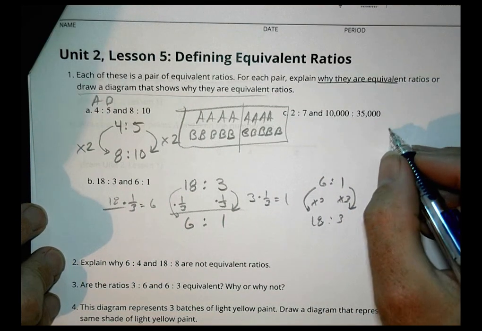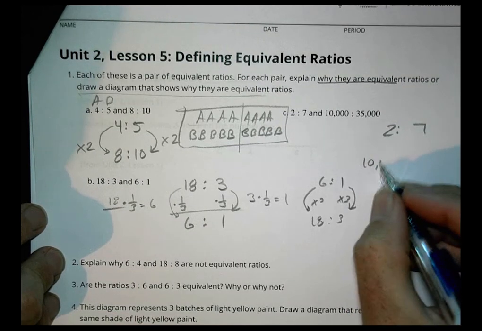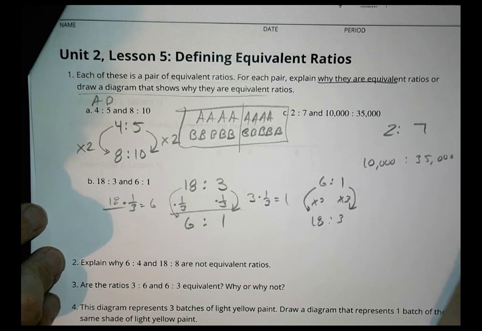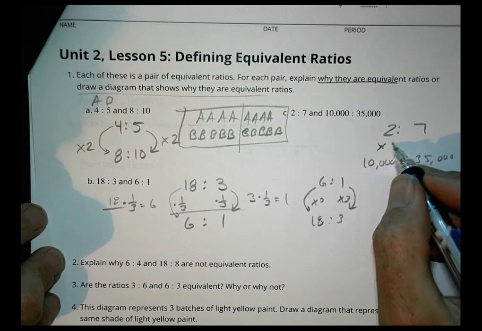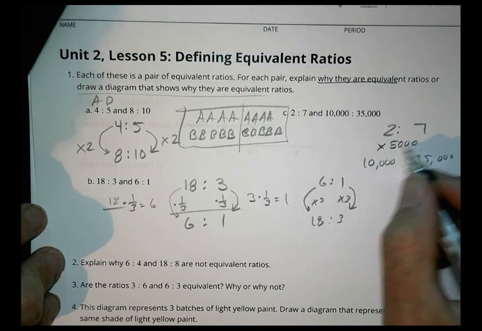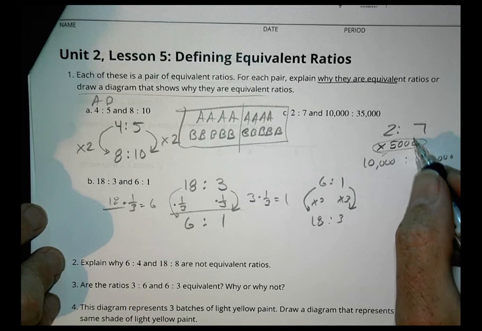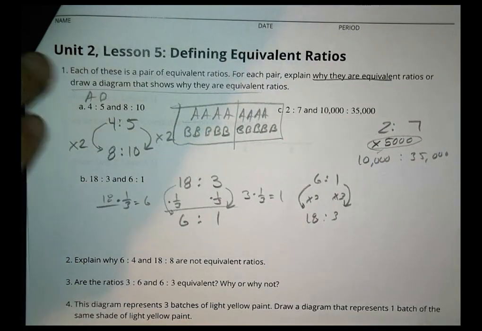And finally, C, we have 2 and we have 7. You want to show how that's connected to 10,000 and 35,000. So crazy big numbers, but this is simply going to be multiplying by 5,000 for both of them. 2 times 5,000 is 10,000, and 7 times 5,000 is 35,000. So crazy numbers, but it works the same.